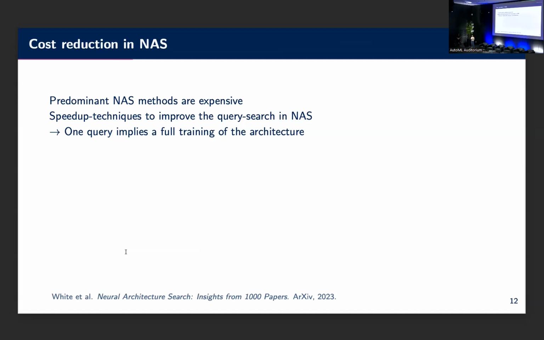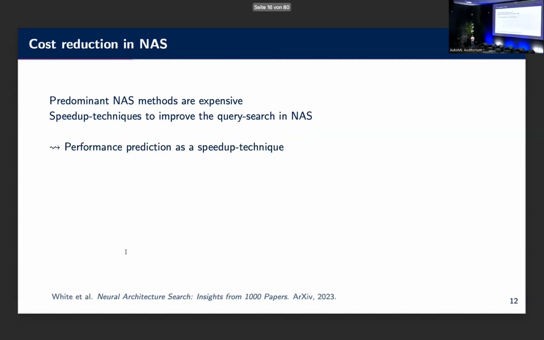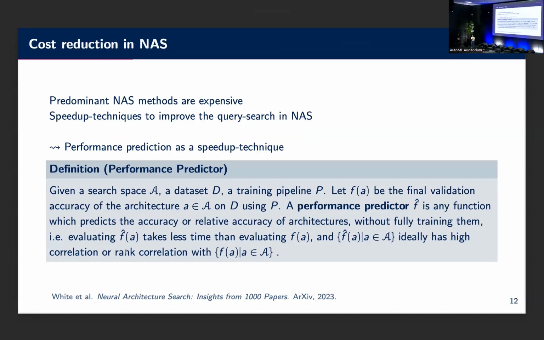Because in general, one query implies a full training of the architecture. And therefore, we want to use performance prediction methods. And that's what we will talk about today in the tutorial. So we will see a very short definition of what a performance prediction is. The interesting part is that we want a performance prediction method, for example f-hat, which is a function that predicts the accuracy, or any relative accuracy, or any kind of objective or target you're interested in for the architecture, and does not train it.